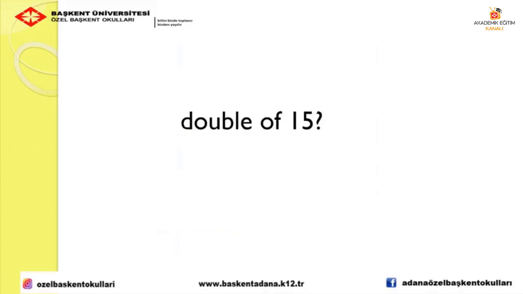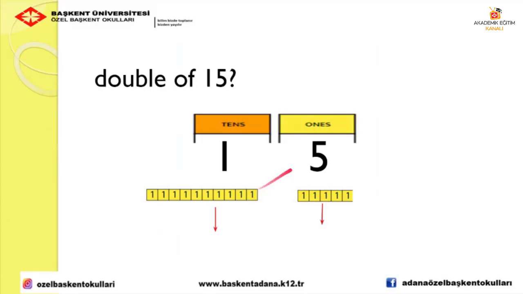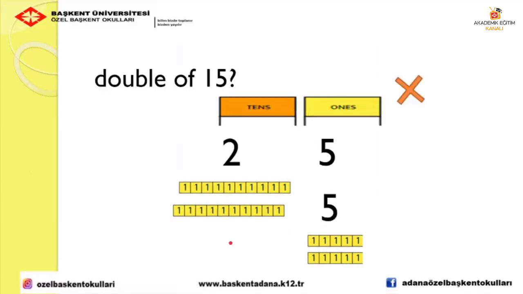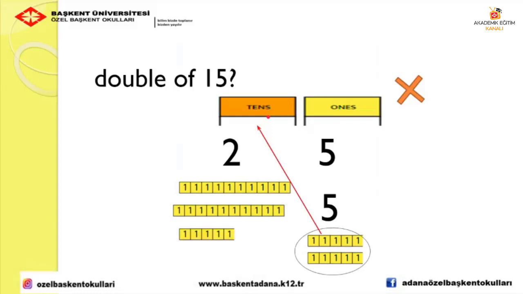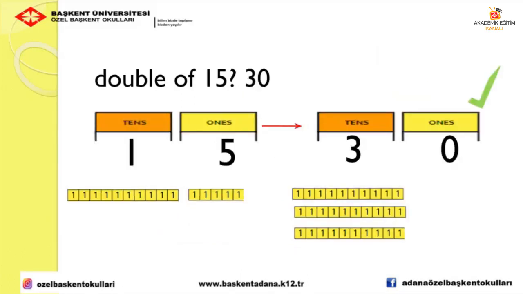Let's see. What is double of 15? There is 1 10 in 15 and 5 ones. Let's double it. 5 ones, another 5 ones. 1 10, another 10. But it doesn't make a lot of sense. I cannot have 10 in the ones. You're right. This 10 needs to come to the tens column. Yes, this is right now. Double of 15 is 30.